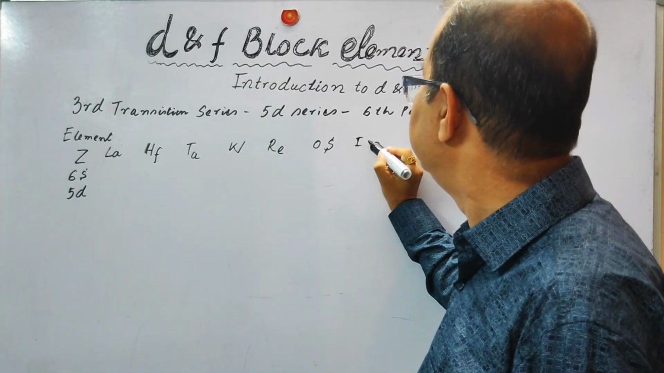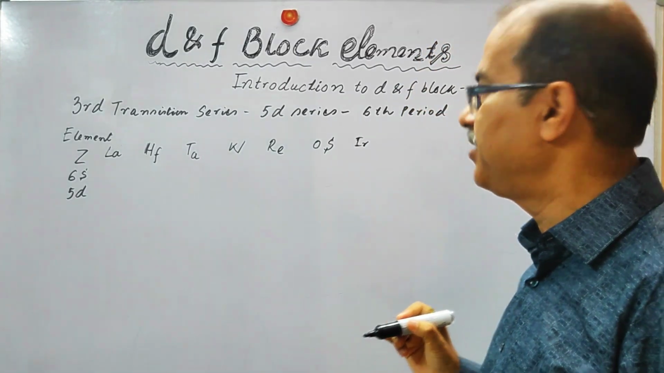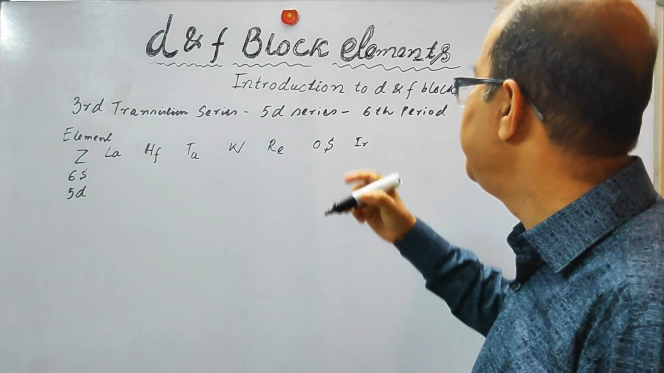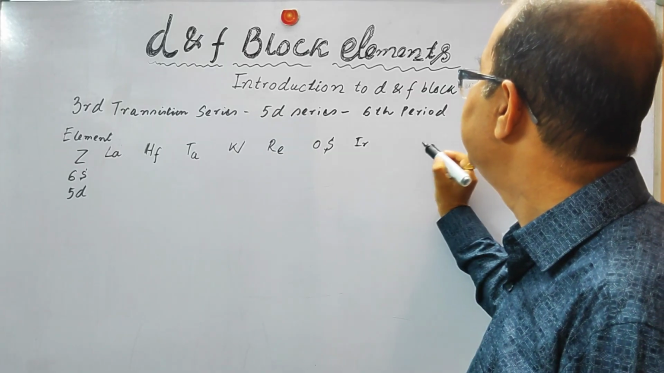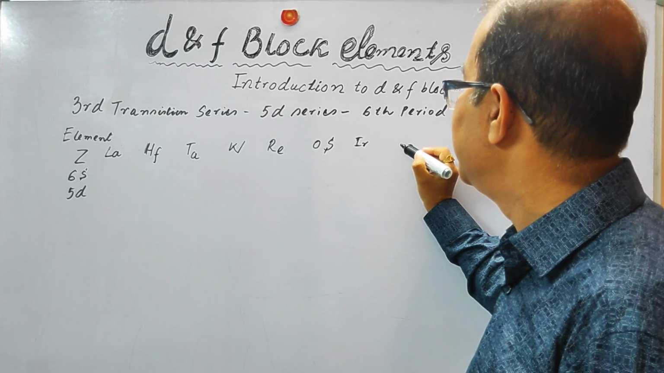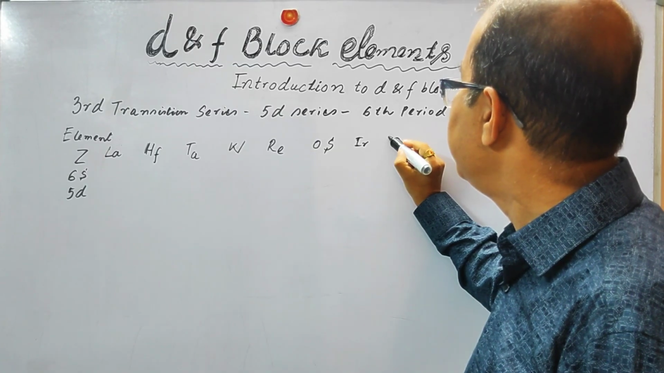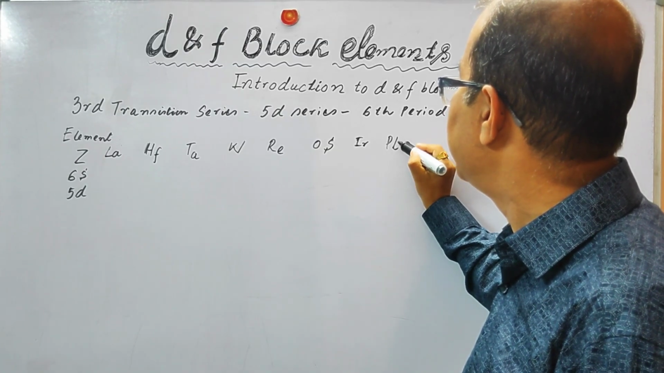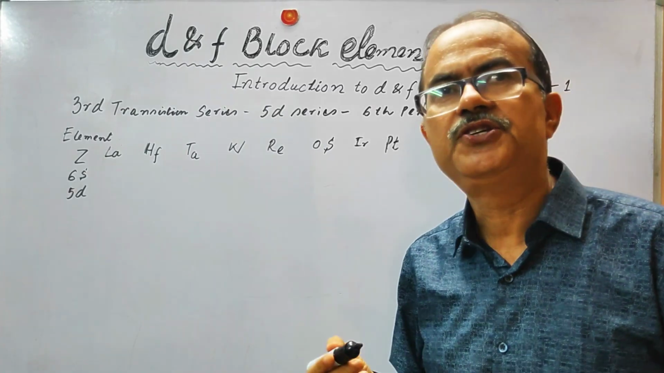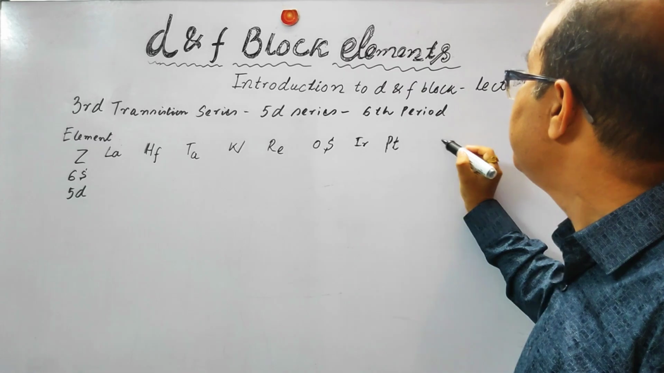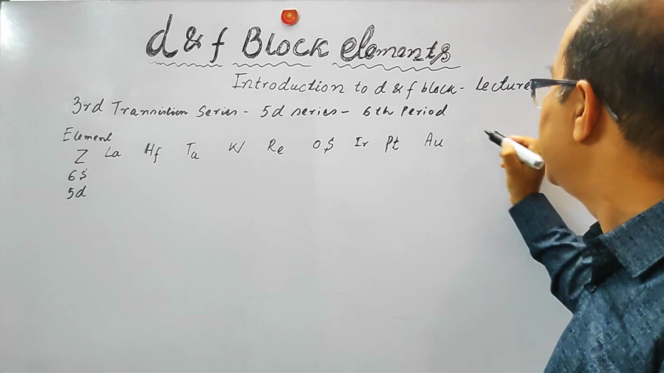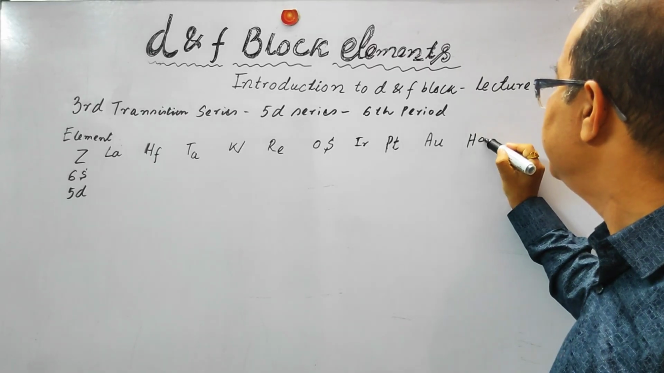then iridium. Iridium is very important. Tungsten is also a very important element. Then we have iridium, and then platinum. Platinum is also a very precious metal. Then Au. Au means gold, and after that Hg, mercury.